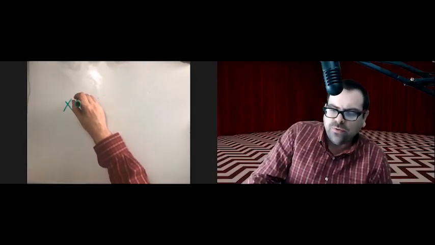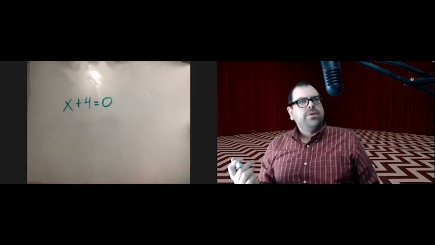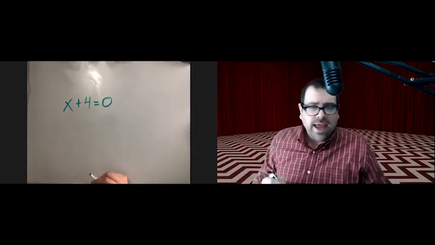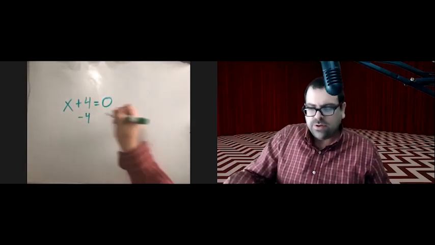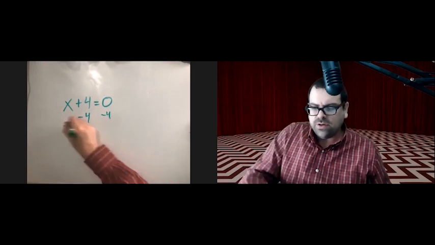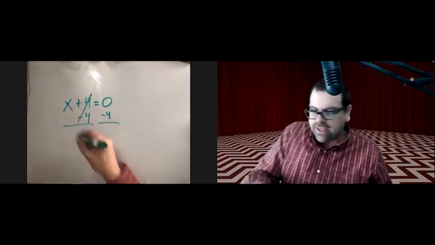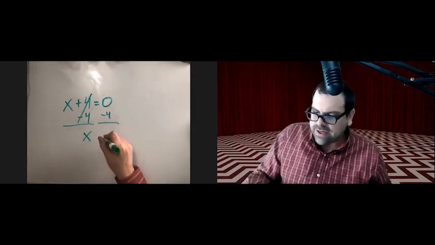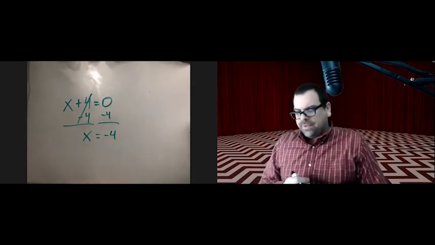So if we had the simple equation x plus 4 equals 0, how would we solve it? We want to get the x by itself, so we need to undo adding 4. We undo adding 4 with subtracting 4. Whatever we do on one side, we do on the other. It leaves us with just x on the left, and then 0 minus 4 is negative 4 on the right.